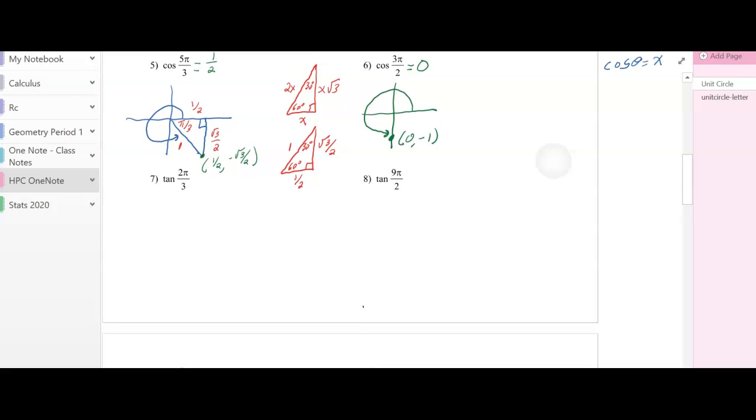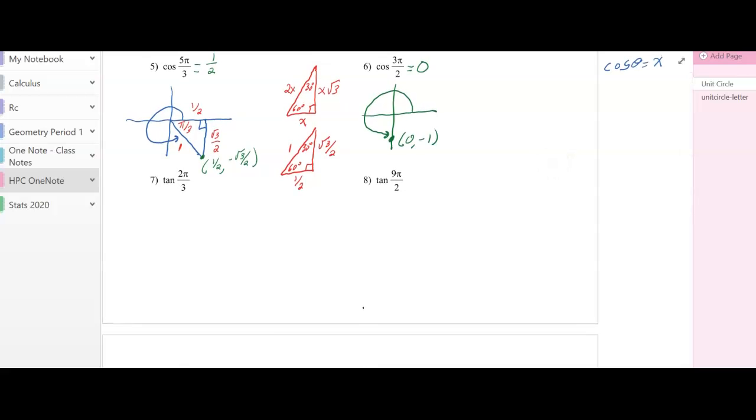Okay, problem 7 and 8. Again, I draw a picture in my mind. Tangent of 2π/3, that's 2π/3s, or 120 degrees. So I think about a 120 degree angle. So here's 2π/3. The reference angle is π/3.